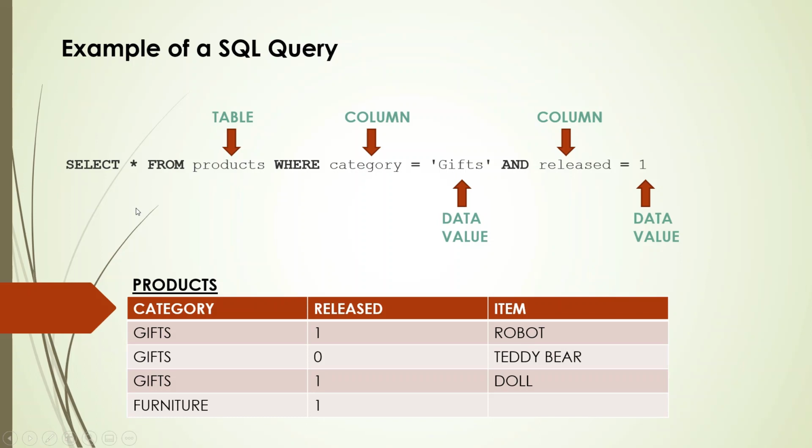What it's doing is selecting all the columns from the products table, where the column category equals the data value gifts and the column released equals the data value 1. If these data values match, it will retrieve the data stored in the rows from the rest of the columns.